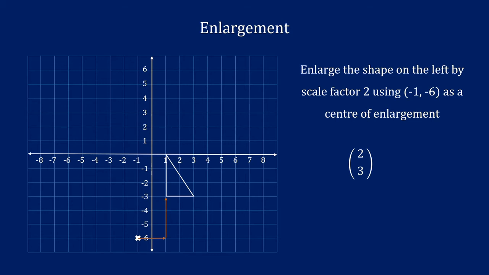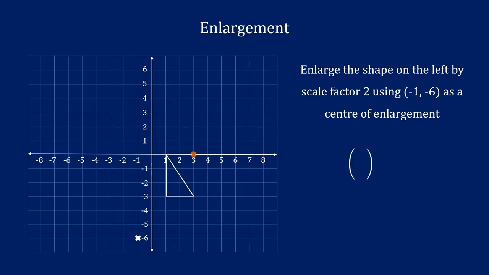Remember that that vector symbolizes 2 to the right, 3 up. So I'm going to times that by my scale factor, which is 2. And what do I get? 2 times 2 is 4. 3 times 2 is 6. So what's going to happen is, from my center of enlargement, I'm going to go 4 to the right, 6 up, and I'm going to draw the new corner. Cool? And I'm going to do the same with the other two corners.